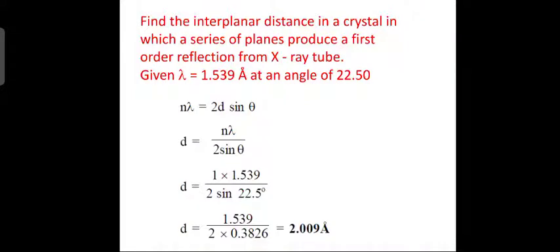Okay. Next slide, another problem. Find the interplanar distance in a crystal in which a series of planes produce a first order reflection from an X-ray tube. Given lambda is equal to 1.539 angstrom at an angle of 22.5 degrees. n lambda is equal to 2d sin theta, so d is equal to n lambda divided by 2 sin theta. d is equal to 1 into 1.539, lambda given in the problem, divided by 2 sin 22.5. So 1.539 divided by 2 into 0.3826 is equal to 2.0099 angstrom.